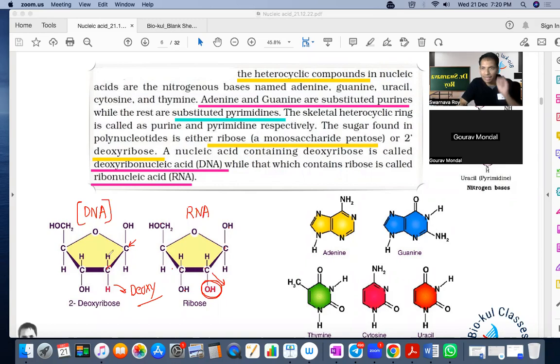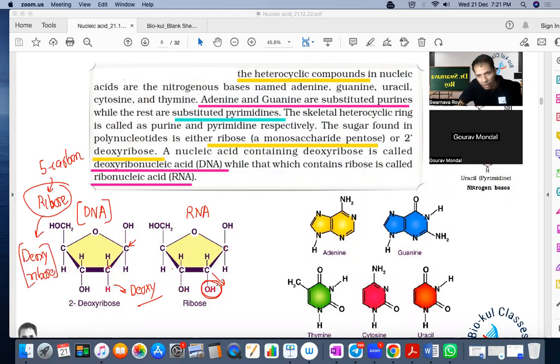Deoxyribose. It is a ribose sugar because it's a 5 carbon sugar. Okay, it's a ribose sugar. And this ribose sugar has one oxygen less, so it's called deoxyribose. I hope, Gaurav, you can understand the concepts.